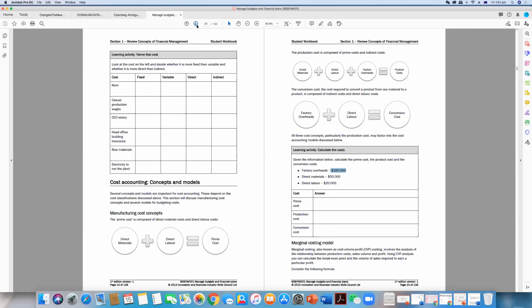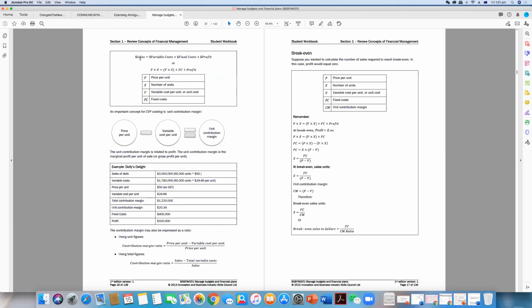Consider the following formula here. Sales equals variable cost plus fixed cost plus profit. Or we use a formula to represent it: price times the number of units, which is the sales, equals variable cost per unit times the number of units, plus fixed cost, plus your profit. So that is the sales, how much you sell. Your cost and the profit make up the sales.